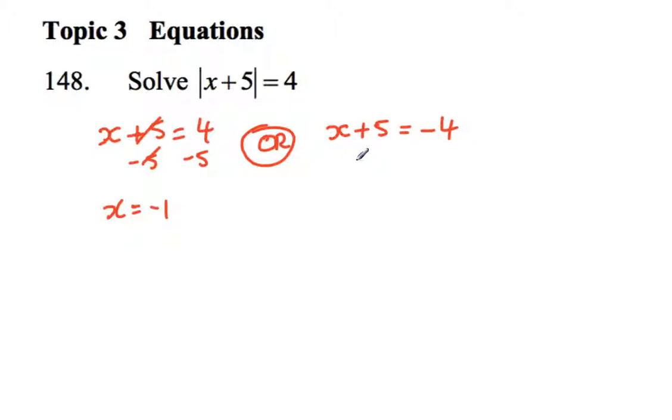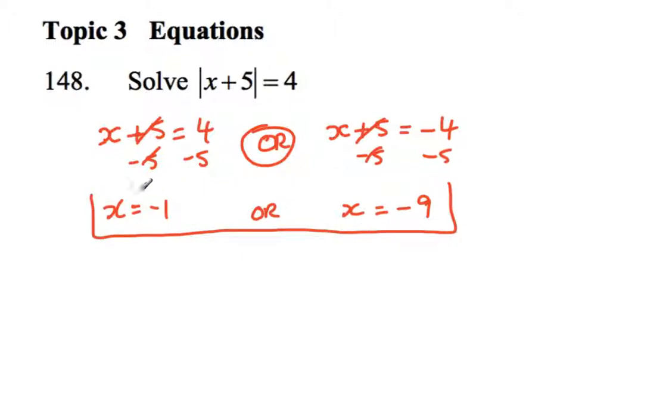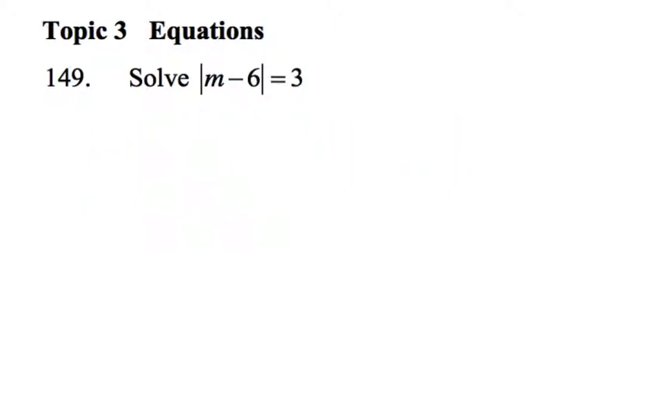Okay, then we just solve it. Minus 5, that'll cancel out. x equals, now this will be minus 9 here, minus 4 minus another 5. That's our final result: x equals minus 1 or x equals minus 9. So we need two different sections of working in each of these.